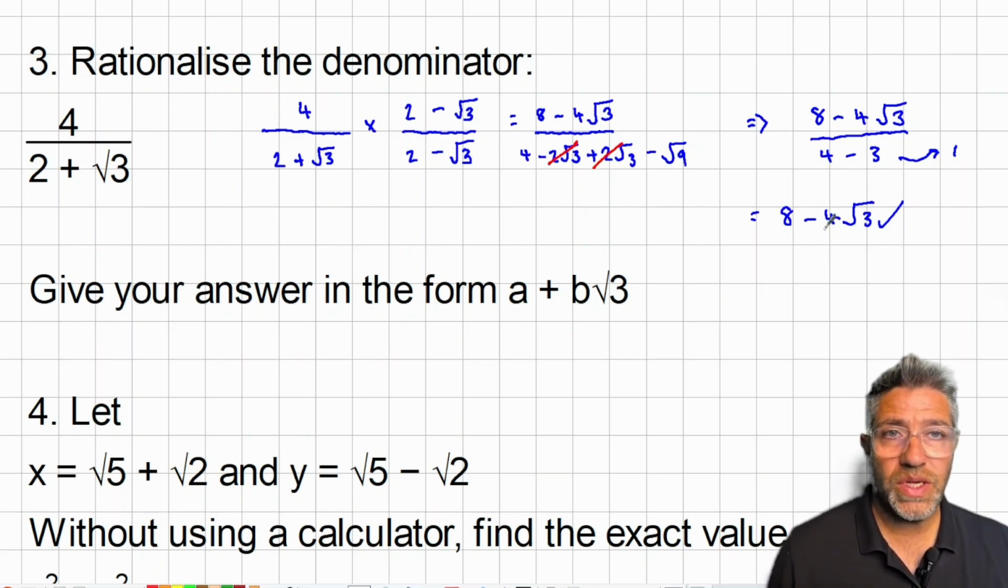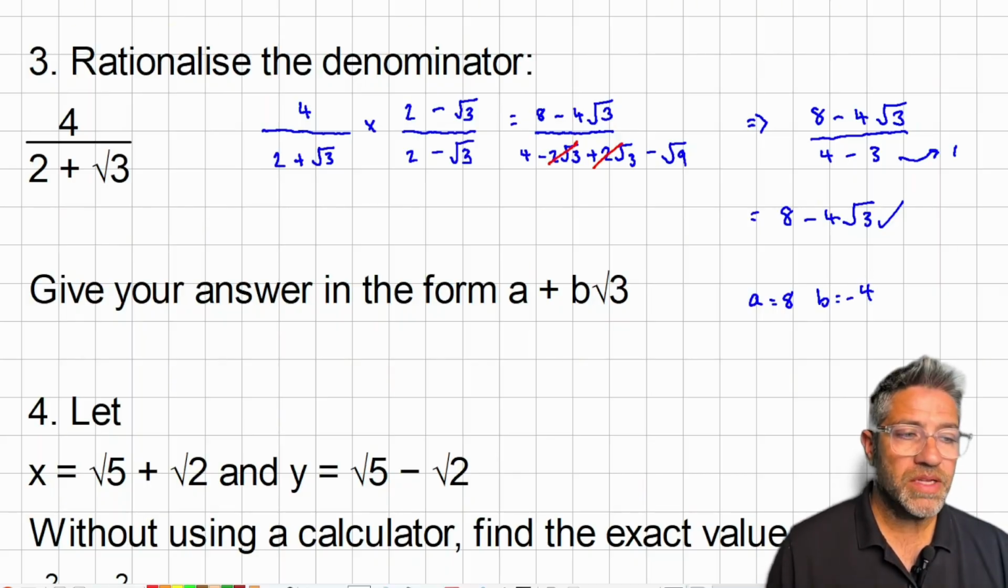Now let's just read the question. Give your answer in the form A plus B root 3. Well, we've done that. But remember those initial videos, mathematical reasoning, mathematical justification, have you shown all of your working out and your understanding? Let's be absolutely clear, we know what we are on about. So in this case, A equals 8 and B equals negative 4.